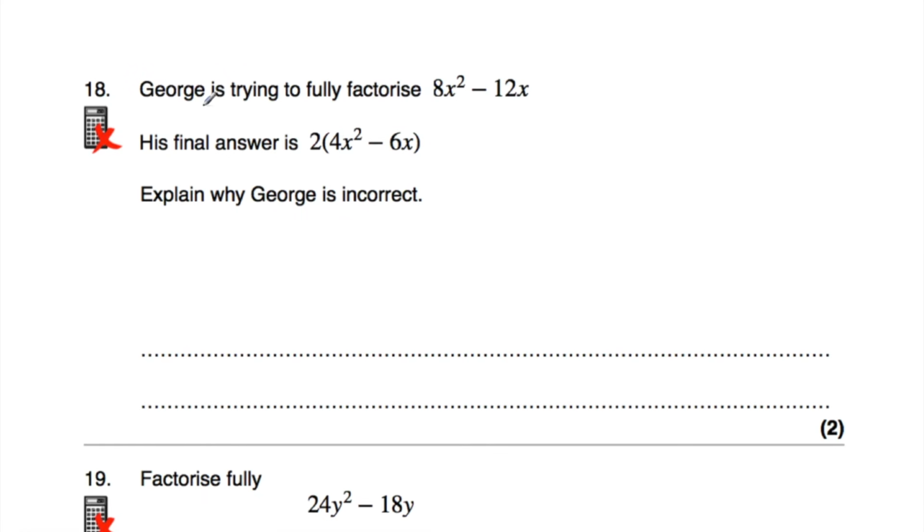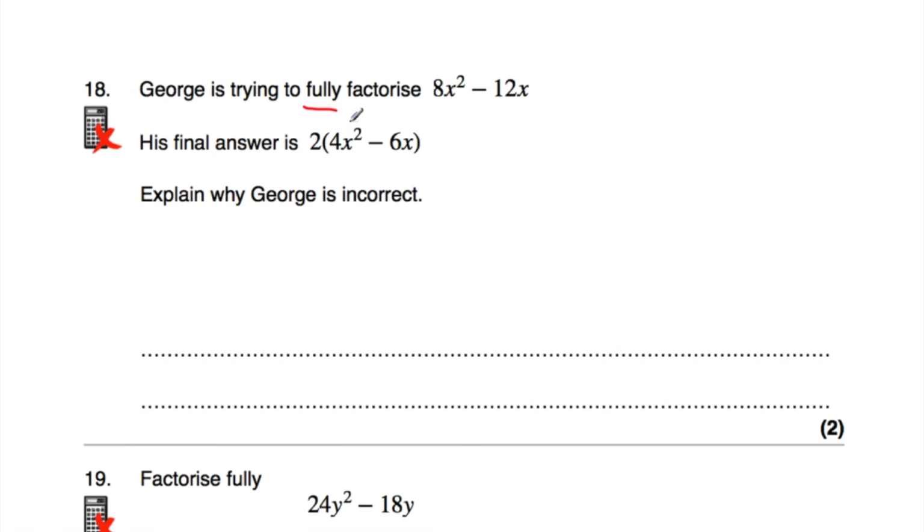So question number 18 says George is trying to fully factorise 8x squared subtract 12x, and his answer is 2, open brackets, 4x squared subtract 6x. Explain why George is incorrect. Well, I can actually see two mistakes George has made. First of all, if you look inside this bracket, he's got x squared and x. That would suggest that maybe he could take an x out as well. He should have taken an x out, not just the 2.